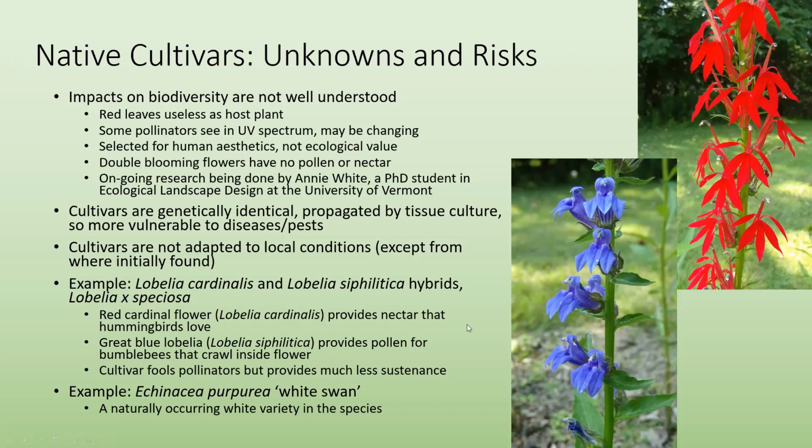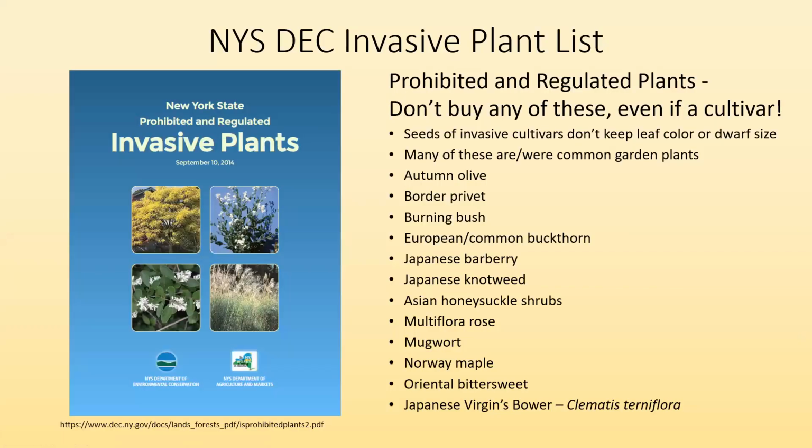So it depends on the hybrid. Like Echinacea purpurea 'White Swan' is actually just a naturally occurring white variety in the species, so that's not really having negative impacts on pollinators. But in general, we don't really understand it, so I would kind of avoid it. And Annie White with the University of Vermont is doing ongoing research on this subject. I think I've probably tried to get too much stuff in here, so I'm just going to go quickly through the last part for a couple more minutes, and then we can stop for questions.